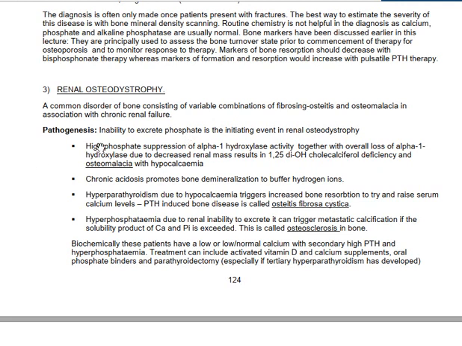Whereas osteomalacia is going to be due to inhibition of the alpha-1 hydroxylase activity, such that the vitamin D cannot act. Is it clear?